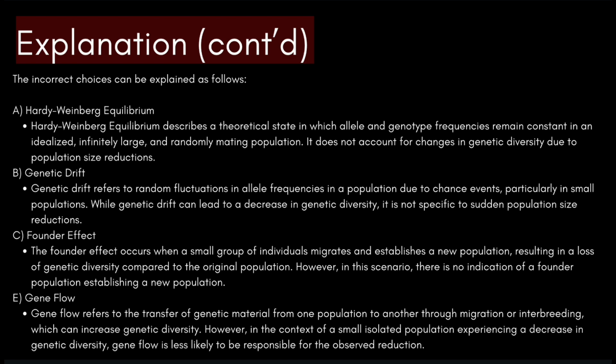The founder effect occurs when a small group of individuals migrates and establishes a new population, resulting in a loss of genetic diversity compared to the original population. However, in this scenario, there is no indication of a founder population establishing a new population. Gene flow refers to the transfer of genetic material from one population to another through migration or interbreeding, which can increase genetic diversity. However, in the context of a small isolated population experiencing a decrease in genetic diversity, gene flow is less likely to be responsible for the observed reduction.